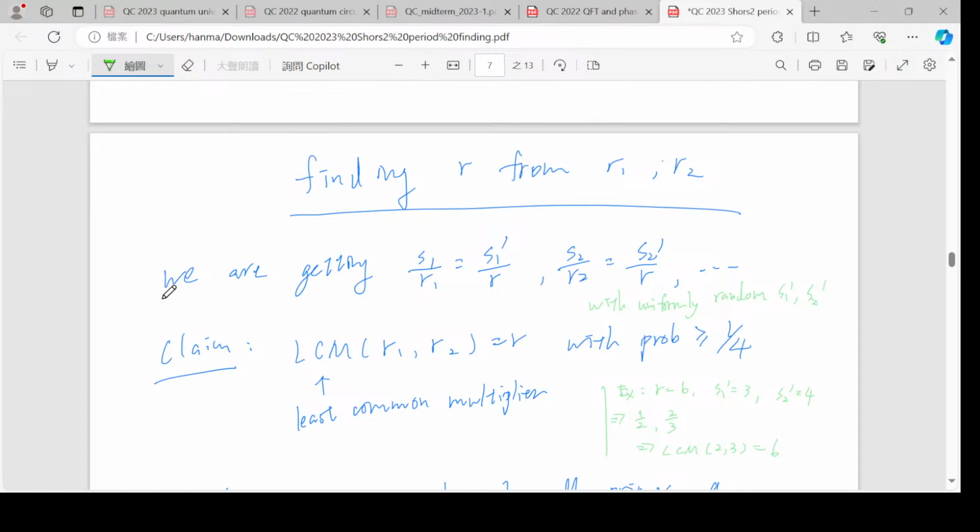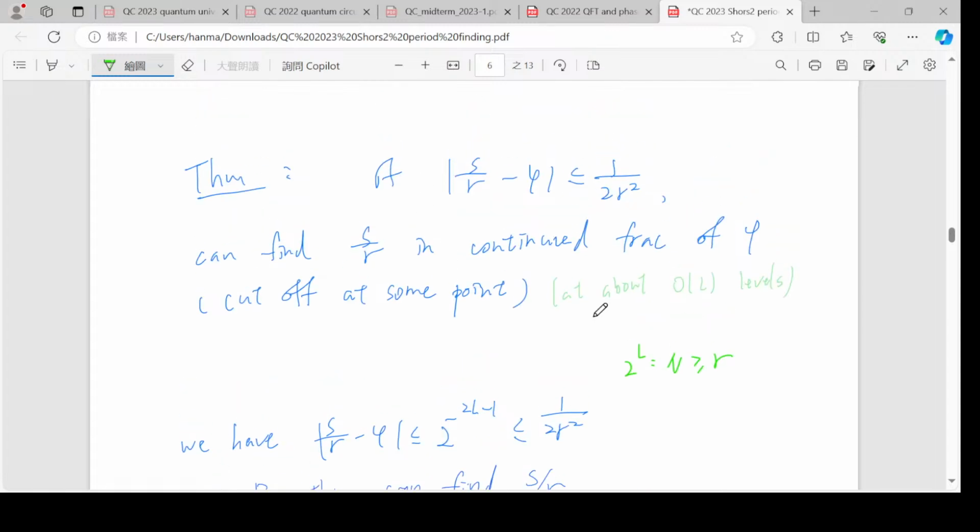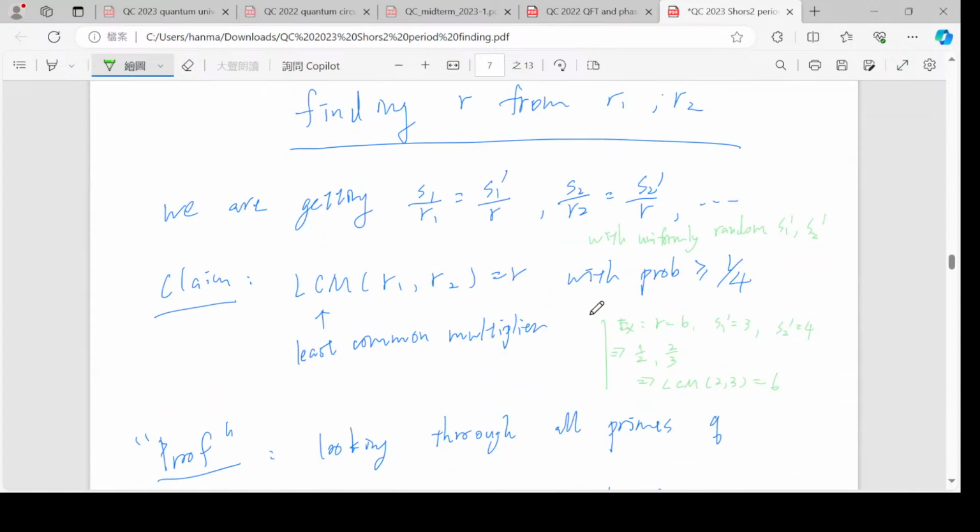Our notation is a bit funny here. We change notation, or we have been using different notation, but we didn't say. So let's say we have an R we want to find, and we have a uniform random, so instead of S, we say uniform random S prime. And the number we find from continued fraction we will call S1 over R1 and S2 over R2.